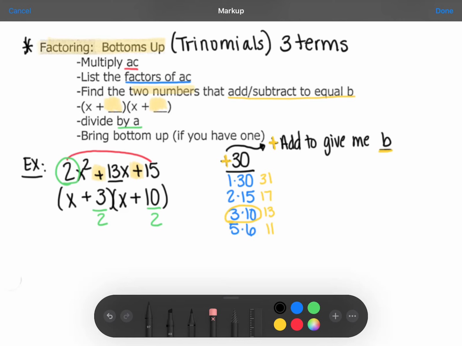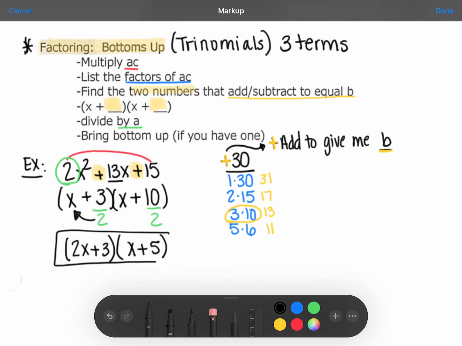And so if you notice, 3 divided by 2, I can't do anything with that. So this is where the name comes in, bottoms up. So you're going to bring that 2 up with the x. And so that gives me 2x plus 3. Got that? And then 10 divided by 2 is 5. So I've lost my bottom there. I don't have any bottom to bring up. And that's my answer. I know it's crazy, but I promise you do this enough and it will be easy and fast.